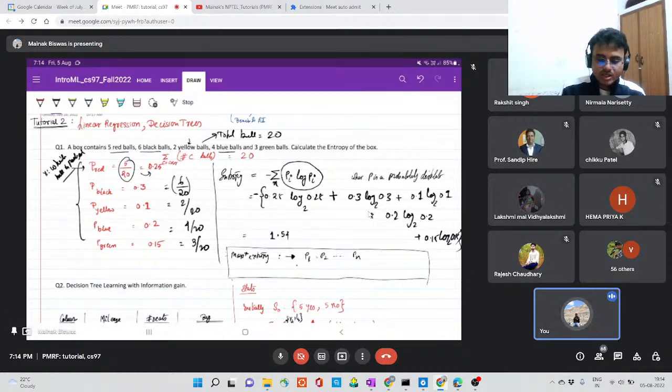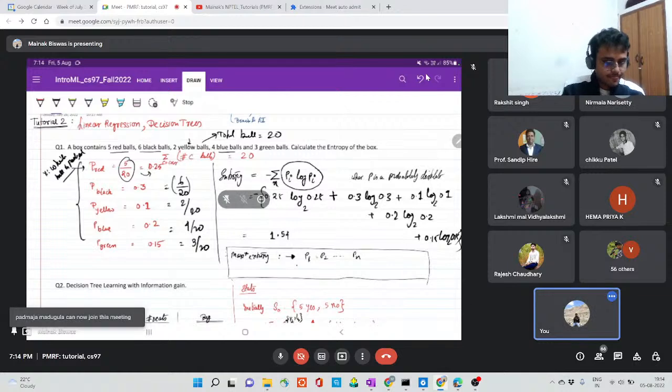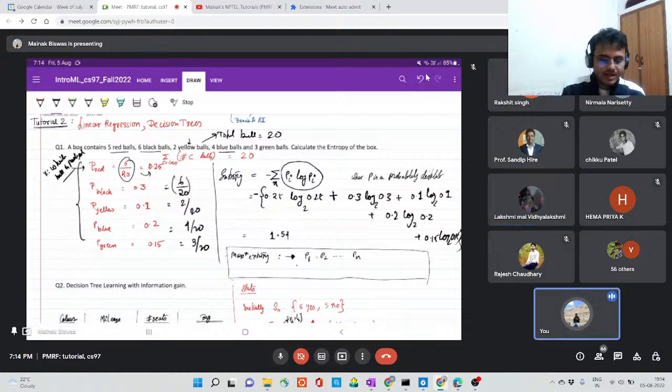Okay. So here how many values are there? There are 5: 0.25, 0.3, 0.1, 0.2, and 0.15, right? Yes. So that's what I have done. I have expanded this summation, so this is I think 1.89. You can check the calculations anyways.